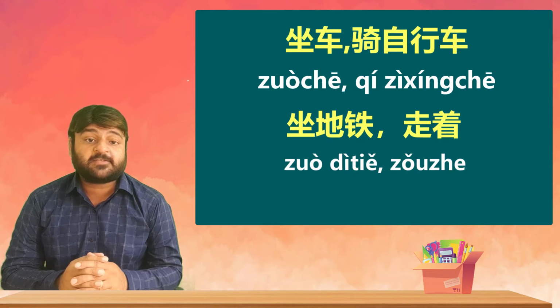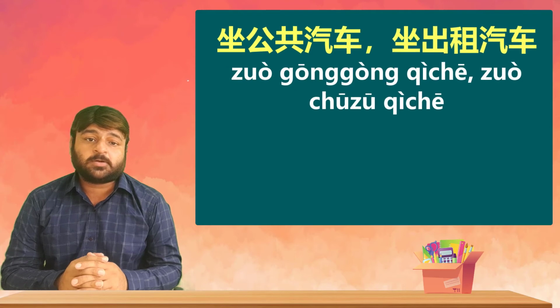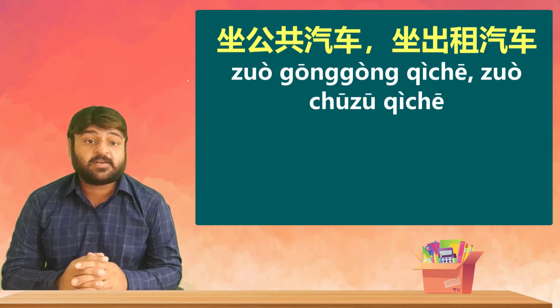Moving on to the next set of two words. 坐公共汽车. 公共汽车 is a public bus. 坐出租汽车. 出租汽车 is a taxi. Did Anna come by public bus? She did not come by public bus, she came by taxi.